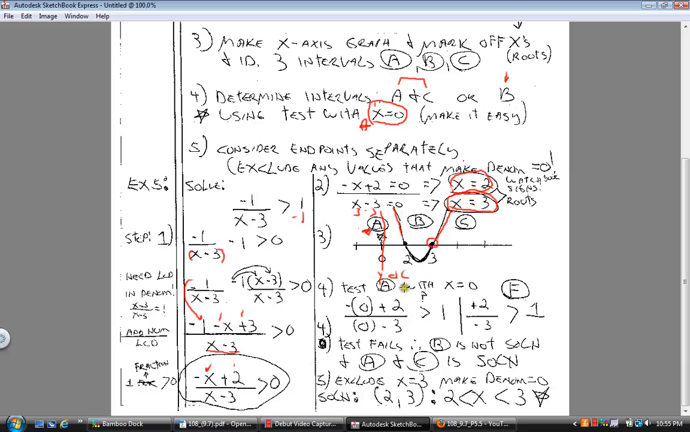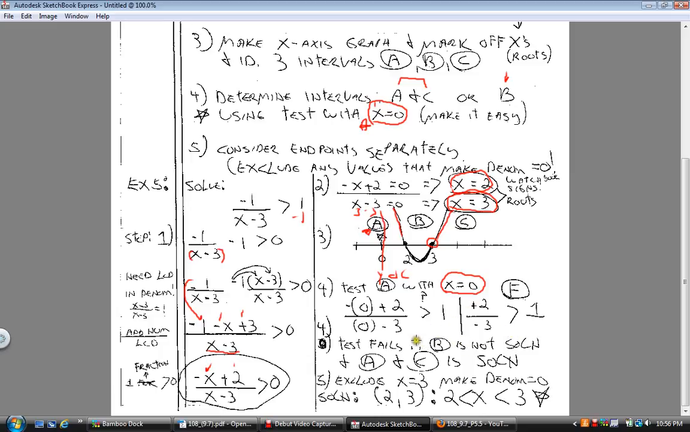We're testing for that, and x equals 0 is in zone A, so we put 0 in. Make it easy on yourself. Always use x equals 0. I know I keep overemphasizing it, but don't pick anything hard. Put 0 in. You watch your signs, and you find out that you get positive 2 divided by negative 3, which is negative 2/3. Is that greater than 1? And the answer is no.